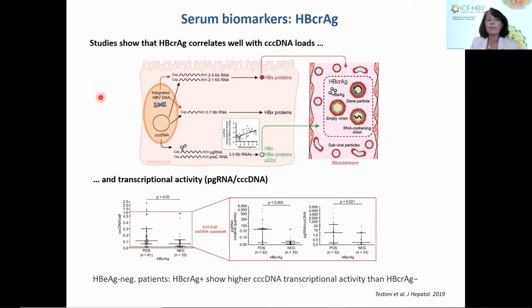And if we look at the studies, just to take some examples from the work of Barbara Testoni, the study showed that the core-related antigen level correlates well with the intrahepatic cccDNA loads and also with the transcriptional activity of the pregenome, which was measured as the pregenomic RNA amount per cccDNA amount. What they observed is that among E antigen negative patients, those positive for the core-related antigen tended to show higher cccDNA transcriptional activity than the patients who were core-related antigen negative.